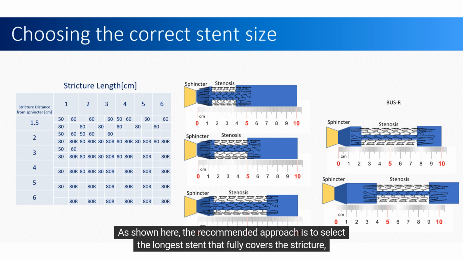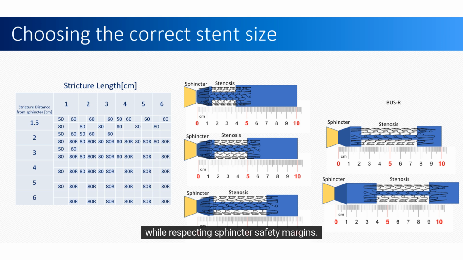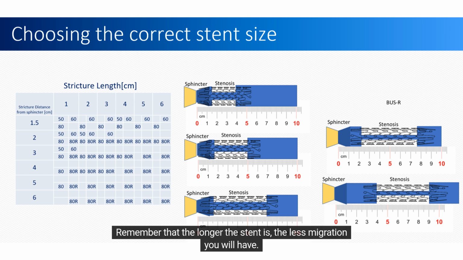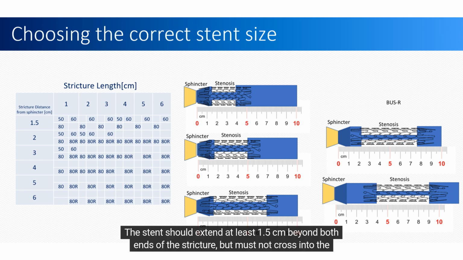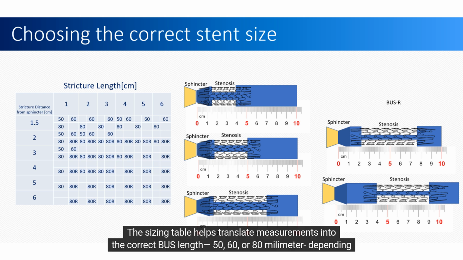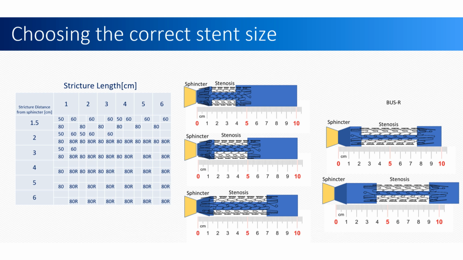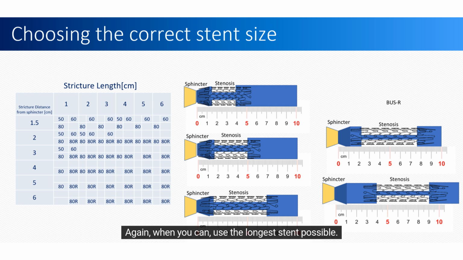As shown here, the recommended approach is to select the longest stent that fully covers the stricture, while respecting sphincter safety margins. Remember that the longer the stent is, the less migration you will have. The stent should extend at least 1.5 centimeters beyond both ends of the stricture, but must not cross into the external sphincter. The sizing table helps translate measurements into the correct BUS length, 50, 60, or 80 millimeter depending on anatomy. Again, when you can, use the longest stent possible.